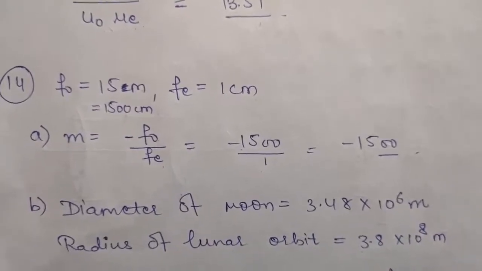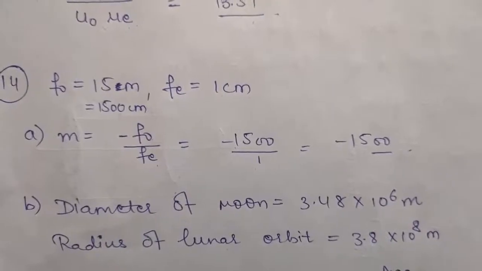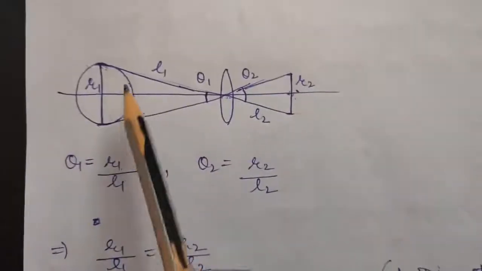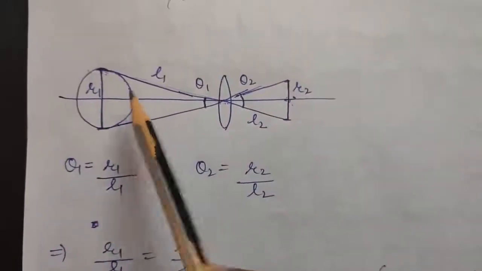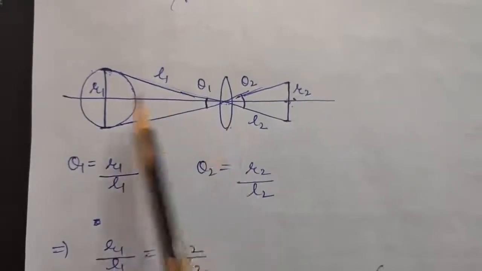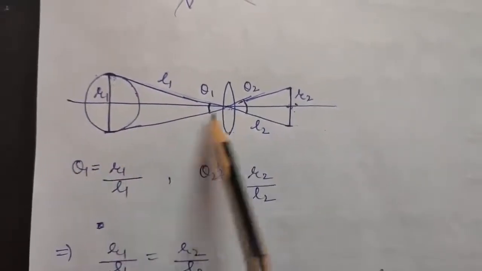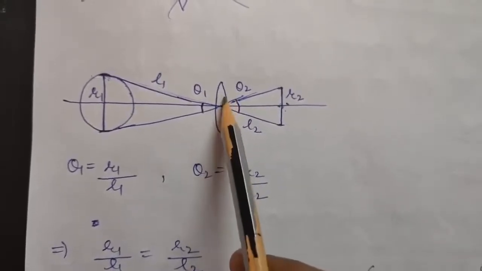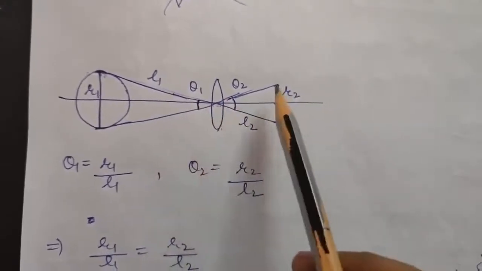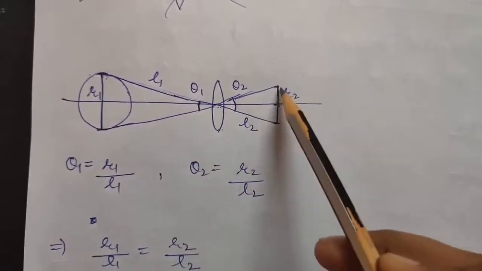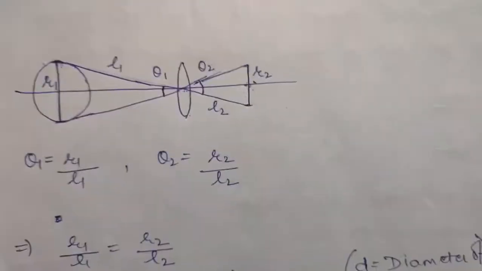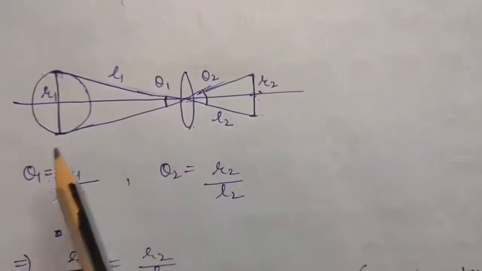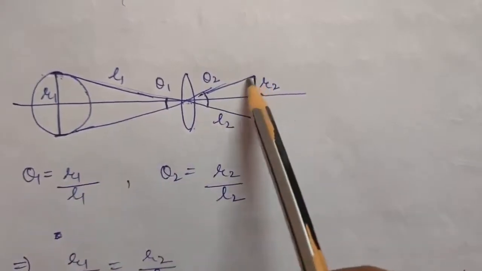So to understand B part, let us draw a diagram. Okay, so let us consider this is the actual size of the moon. This is your objective lens. So the rays are falling on, I am taking the rays are falling on optical center of the objective lens. So they will be passing undeviated. And let's say the final image is formed here. Okay, so both the rays are passing through optical center. So they have gone undeviated.